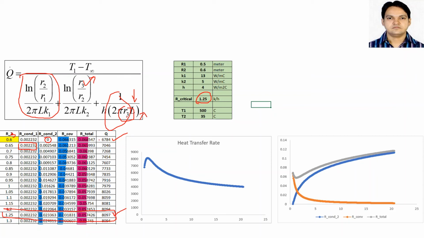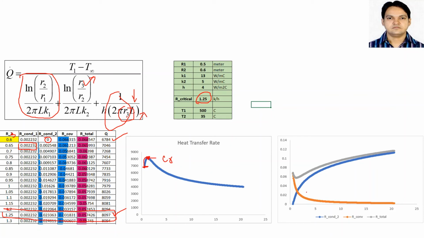So with bare pipe it is 6784. When you go on increasing the radius, it is increasing, it will reach a maximum point, that is called the critical radius of insulation, and the value is 8097. Once your critical radius value is crossed, you can see here the things will happen in a different way.